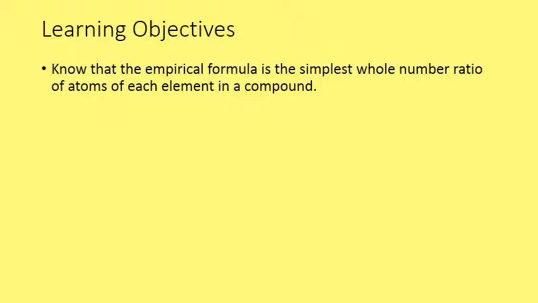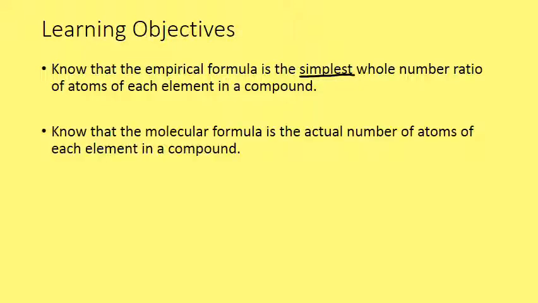So firstly, by the end of the video lesson, we want to know that the empirical formula is the simplest whole number ratio of atoms of each element in a compound. So it's the simplest whole number ratio. That's the empirical formula, and the formula that you're more familiar with is the molecular formula, and we probably already know that the molecular formula is the actual number of atoms of each element in a compound.